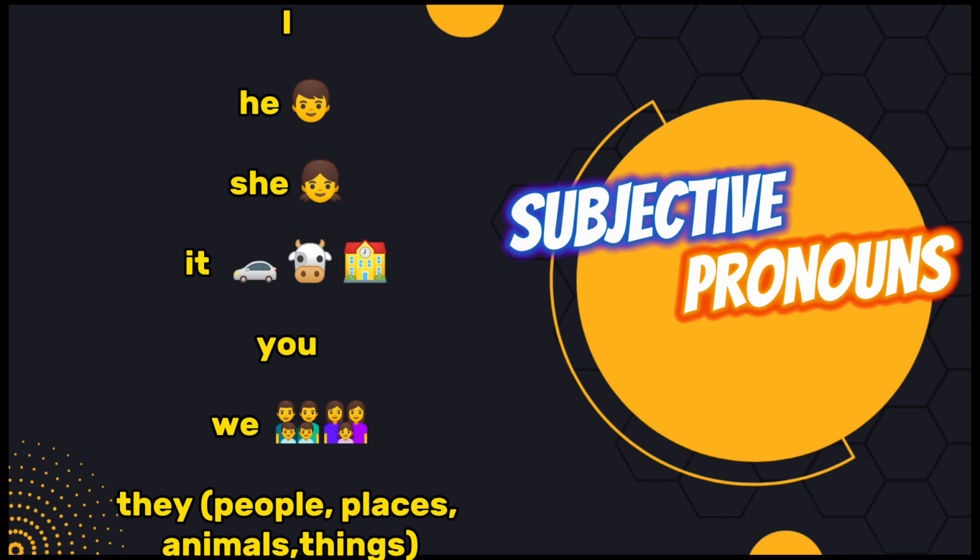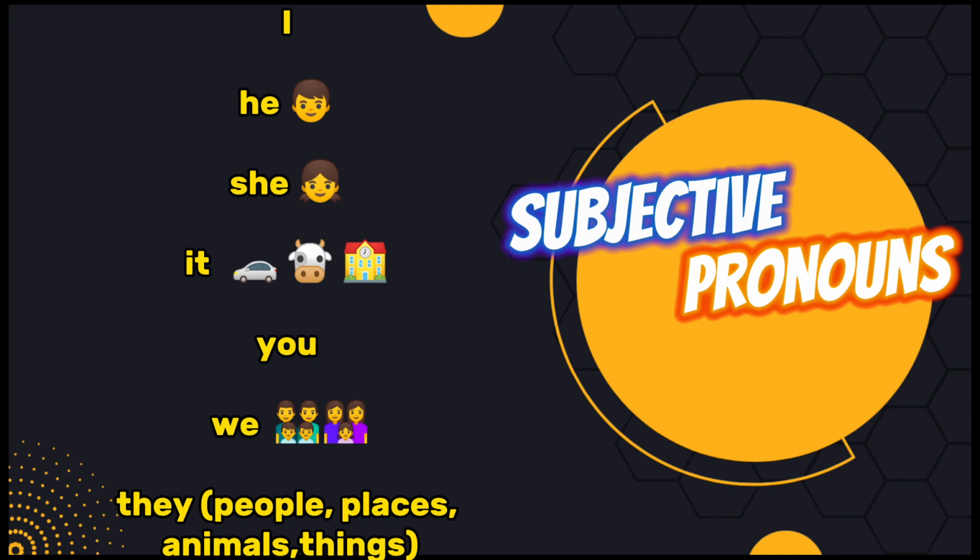He. Now he is only used for boys or men. So another boy or man is he. She is used for girls or women. She. It. It is used for a place like a school, an animal like a dog, or a thing like a chair. It.